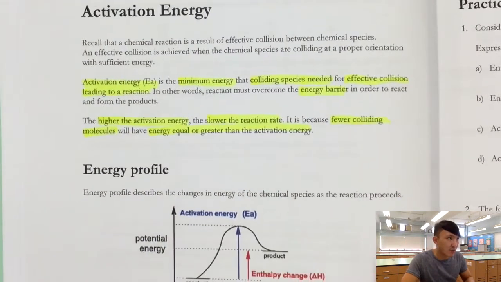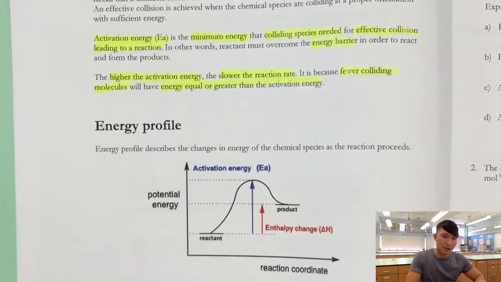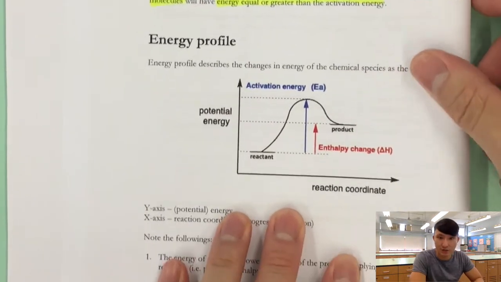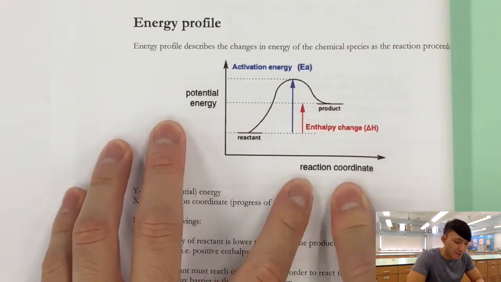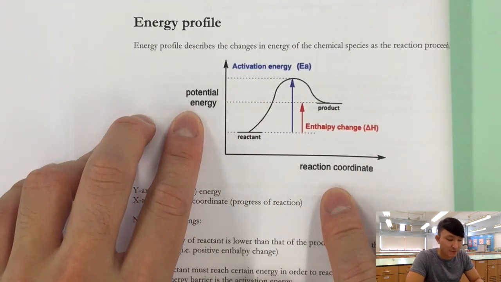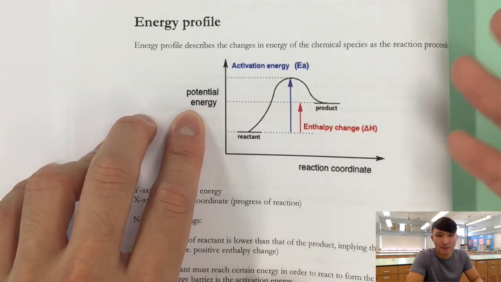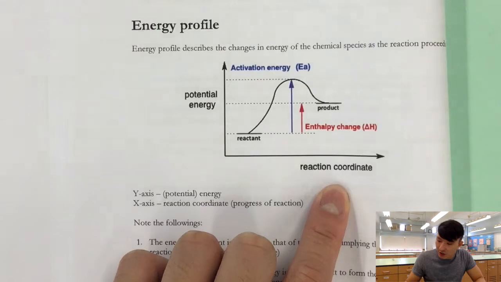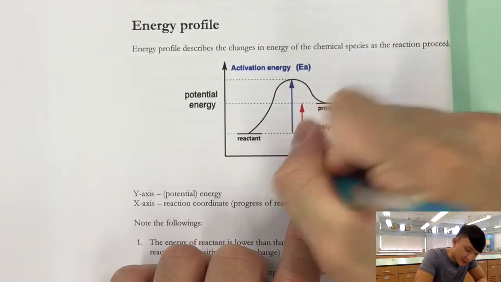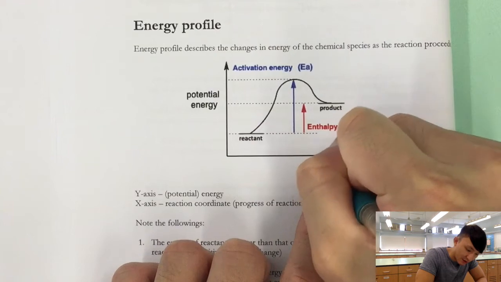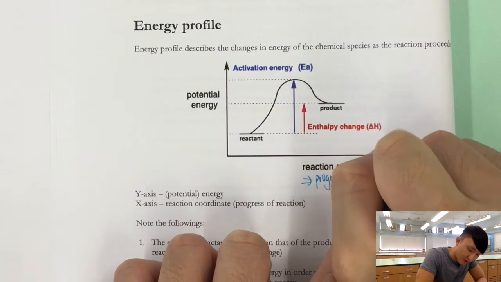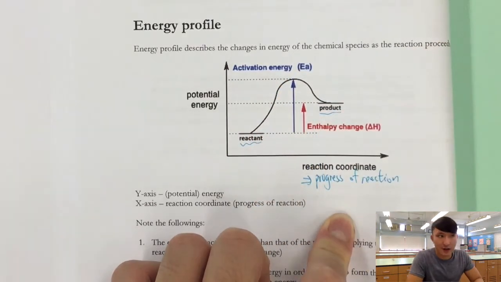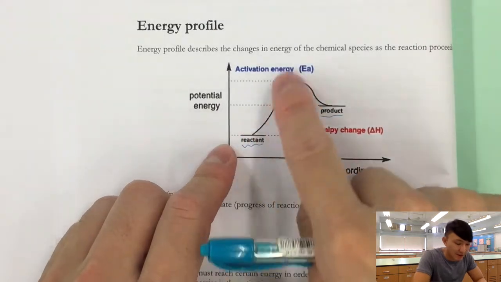Now down here, an energy profile is a graph or a curve describing the energy of the reactant as the reaction proceeds. Here, the y-axis is the potential energy, basically the energy possessed by the reacting species, and the x-axis will be the reaction coordinate. Reaction coordinate basically means the progress of the reaction. So from left to right, it is changing from reactant to product. Now, you notice that there is a curve.